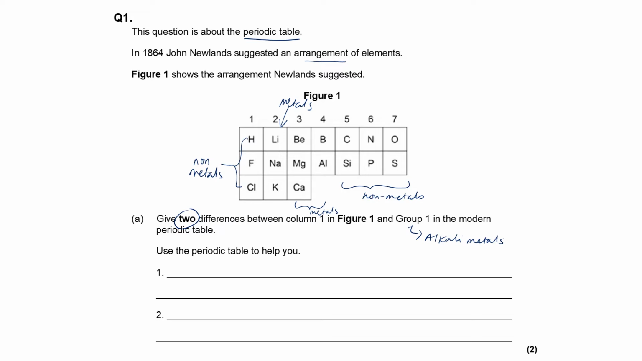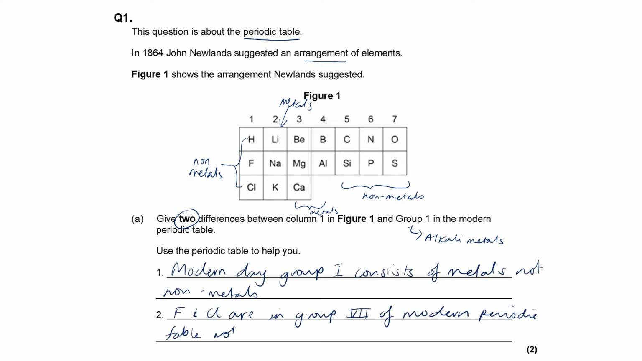The actual question says, use the periodic table to help you give two differences between column 1 and figure 1. So I know that the modern day group 1 consists of metals, not non-metals. That's one main difference. Another difference is fluorine and chlorine are in group 7 of the modern periodic table, not in group 1, as is shown in Newland's table. After checking the mark scheme, I can see that I've got those two right.